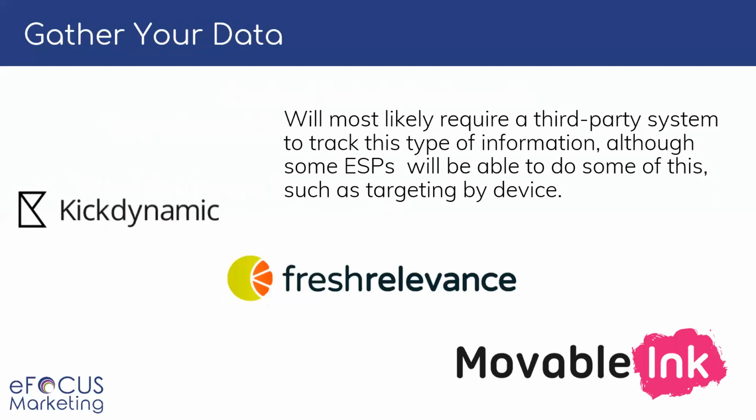But chances are you're going to need a third-party system unless you've got some of this content and ability built into your ESP, which most of you won't have. So you're going to need a third party such as Kick Dynamic, Fresh Relevance, or Movable Ink to help you do that.